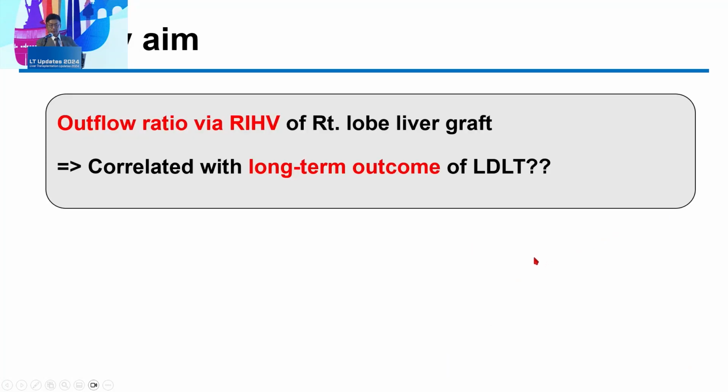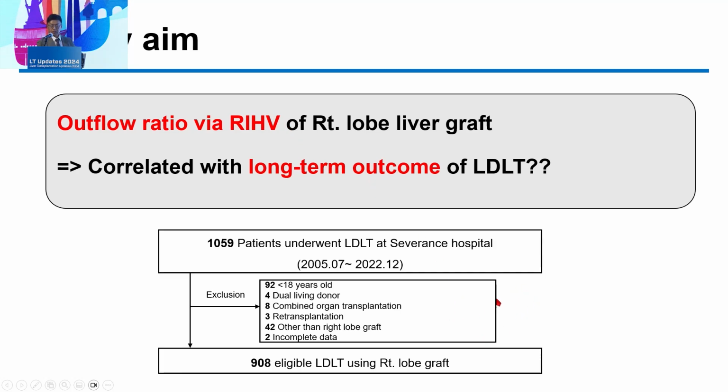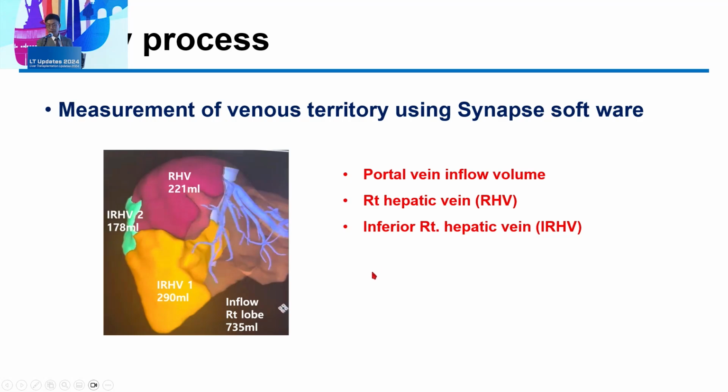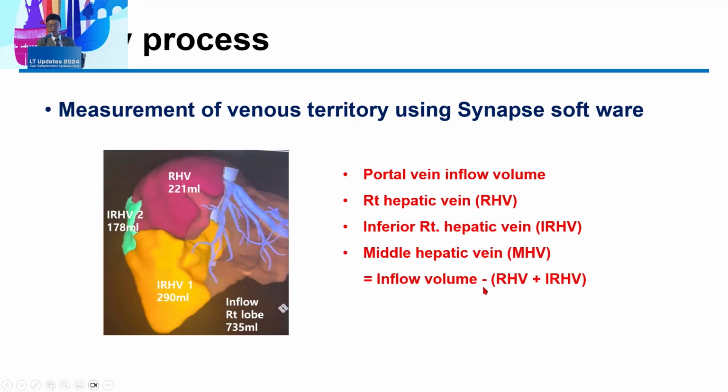The study aim was to investigate the correlation between the outflow ratio via the right inferior hepatic vein and long-term graft outcome. We are using about 900 eligible LDLT patients using right lobe graft. We are measuring various venous territories using Synapse software. The components are portal vein inflow volume and the right hepatic vein, right inferior hepatic vein, and middle hepatic vein territories. This picture is one example of actual measurement by Synapse software, which has multiple right inferior hepatic veins.